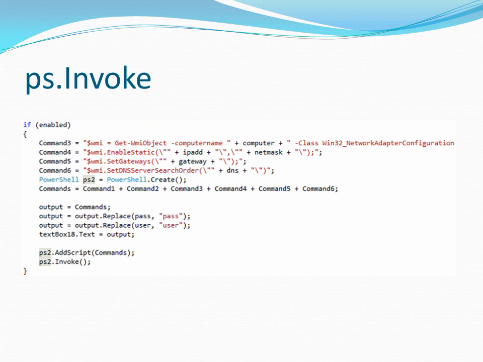Here's the second half of that function. If the adapter is enabled, we're locating the adapter, then we're configuring the IP address and the subnet mask, and also the gateway and the DNS server. Then we're creating a new PowerShell script, adding the commands to the script, and then invoking that script again. Now you notice we've also got a string here called output, and that's being put into a text box on the form.